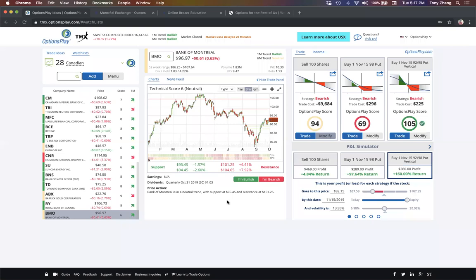Shantha is asking, hi Tony, selling a put versus buying a call, is this similar to long call vertical versus short put vertical? Exactly. It is exactly like choosing between the long call vertical versus selling a short put vertical.